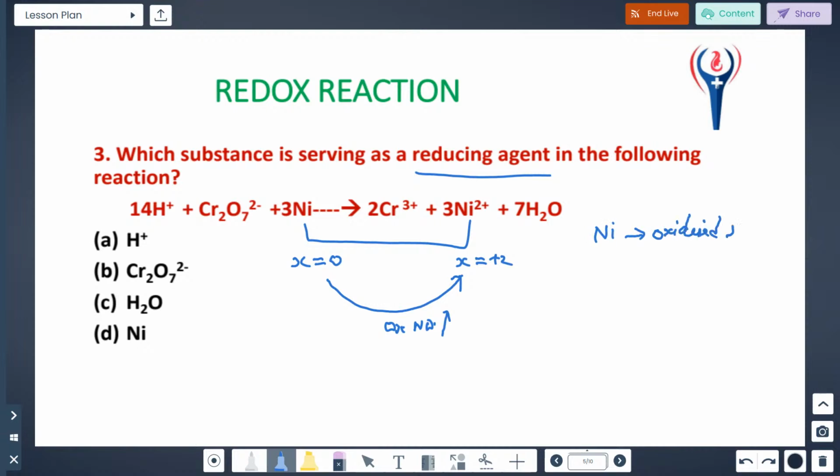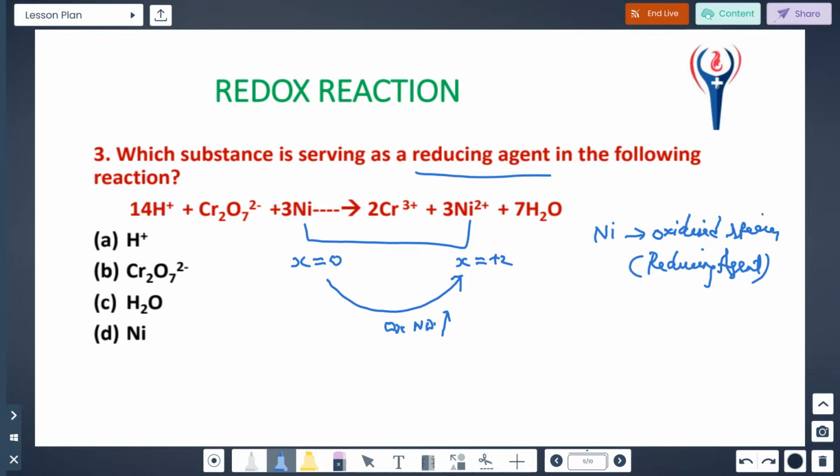Oxidized species is called reducing agent. Understood? Just quite opposite, reduced species is called oxidizing agent. They are asking to find out which one is the reducing agent. So the answer is: nickel is a reducing agent.